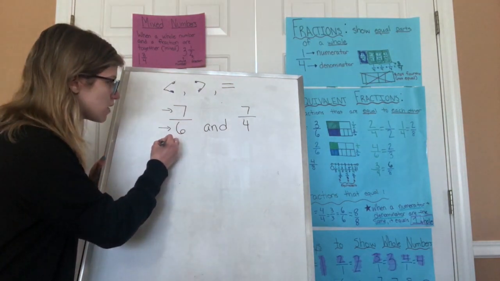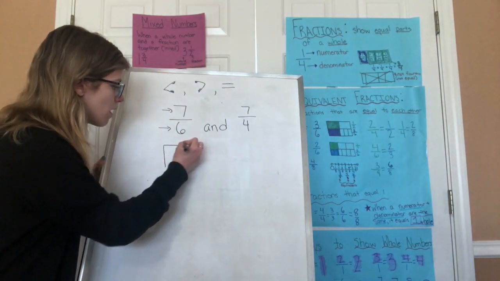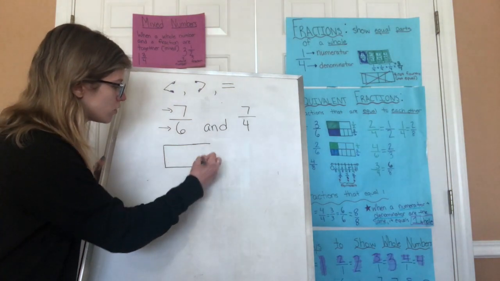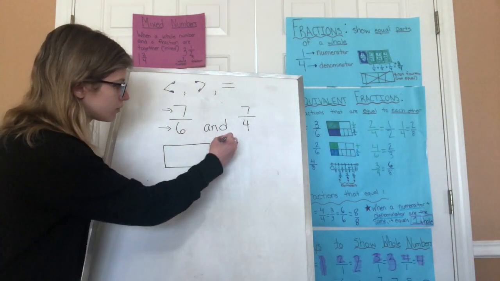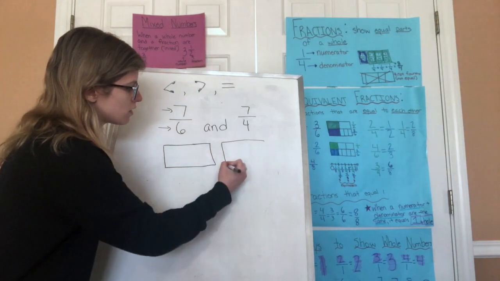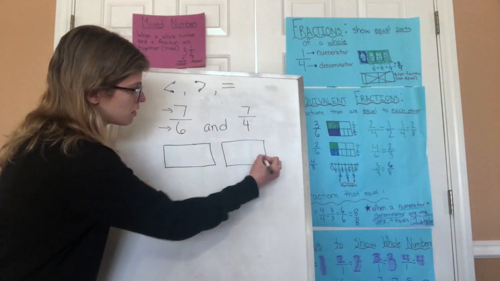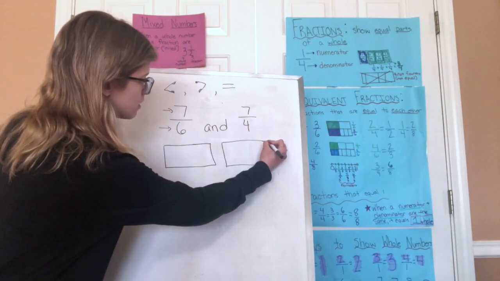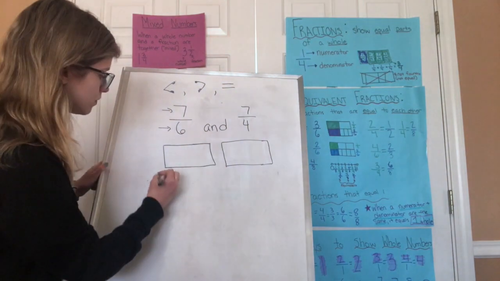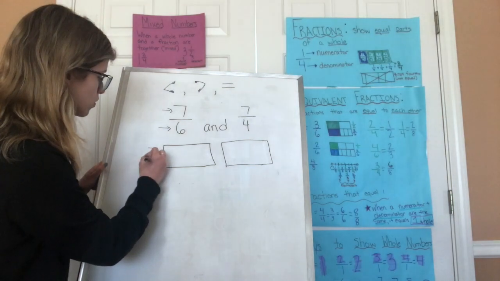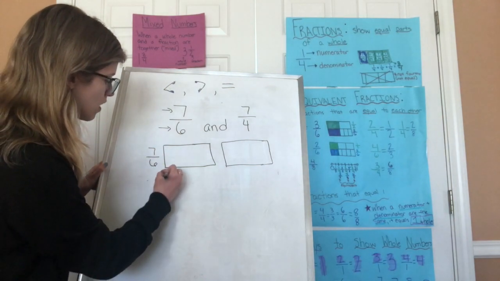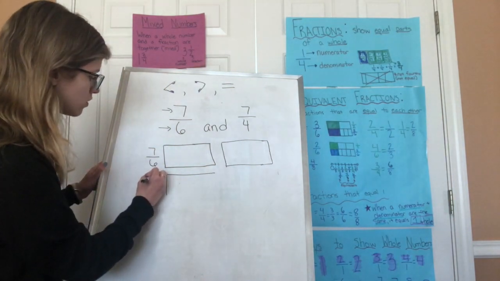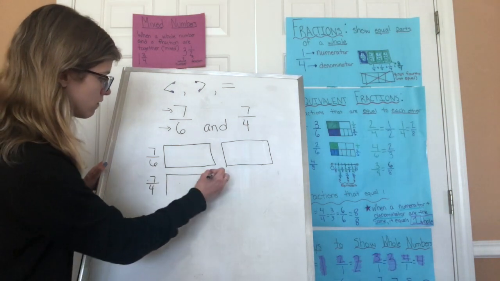So for 7/6, I'm going to put 2 fraction bars to show 7/6. Then again, my fraction bars need to be the same size to show 2 wholes. So that will show 7/6. And then I'm going to make 2 fraction bars to show 7/4.